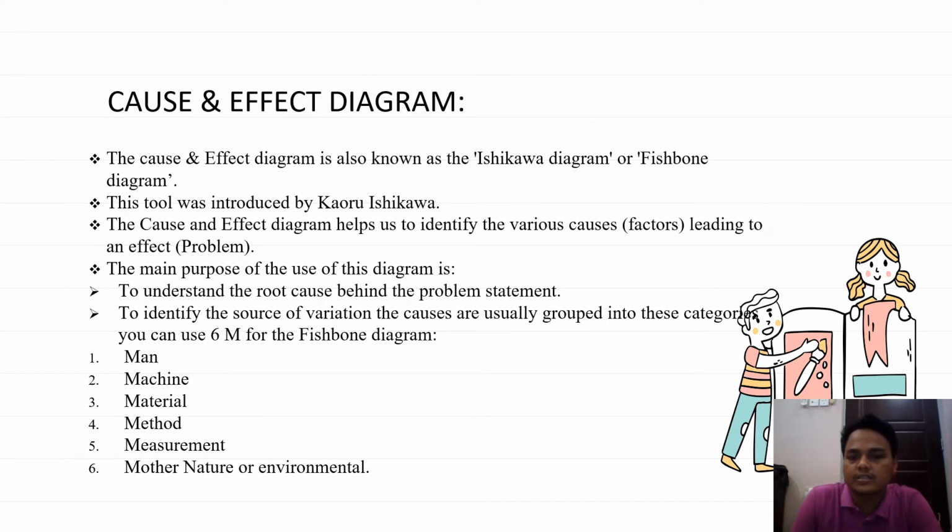The causes are usually grouped into these categories. You can use 6M for the fishbone diagram. First, man. Second, machine. Third, material. Fourth, method. Fifth, measurement. Sixth, mother nature or environmental. Next, I will give to my friends.